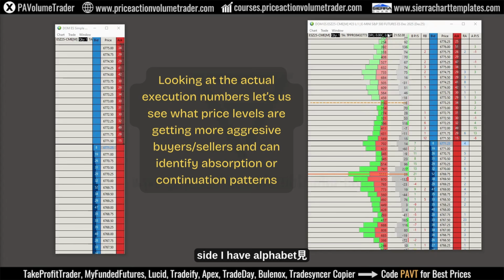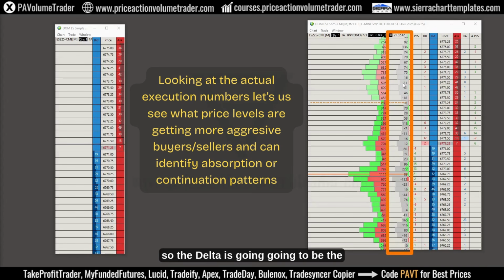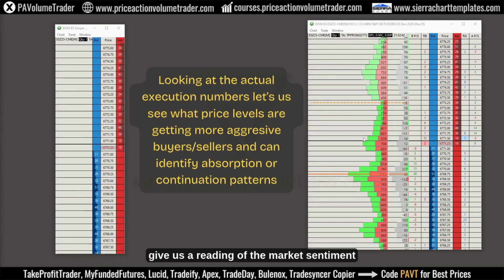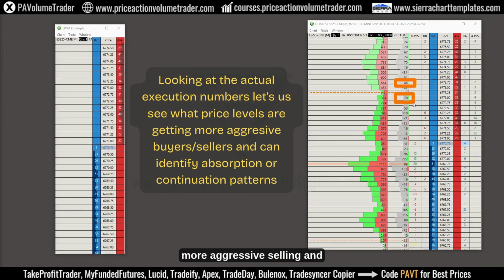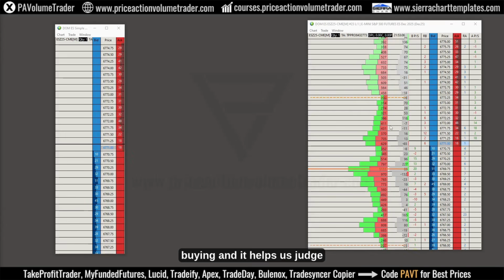And then on the right side, I have a delta. So the delta is going to be the difference between the executed orders to buy minus executed orders to sell. So that's going to give us a reading of the market sentiment. So a red delta means more aggressive selling, and a green delta more aggressive buying, and it helps us judge the market sentiment, okay?